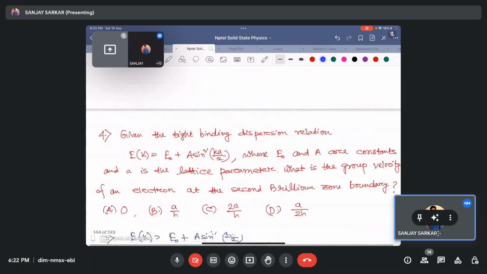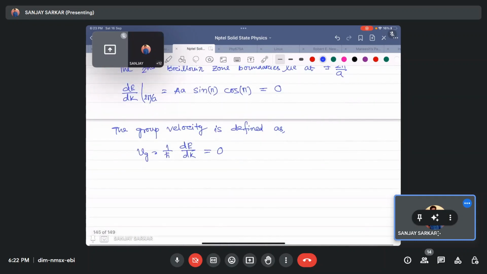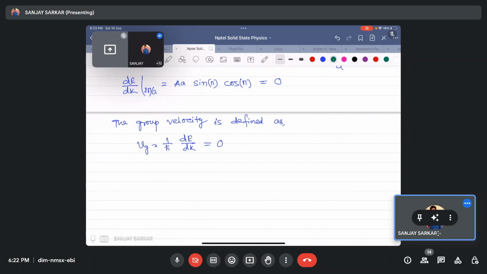So which of these options is correct? Option A. So the correct answer is option A.